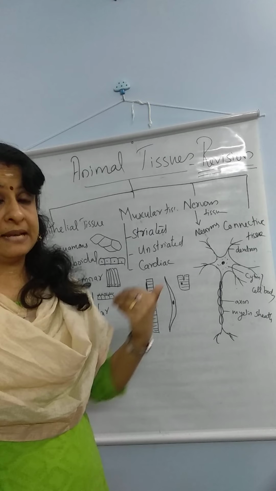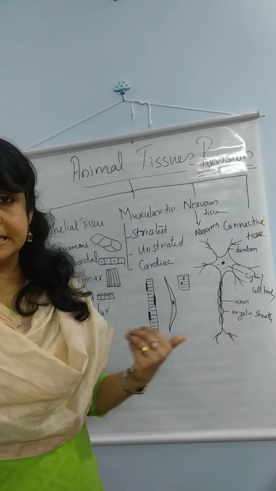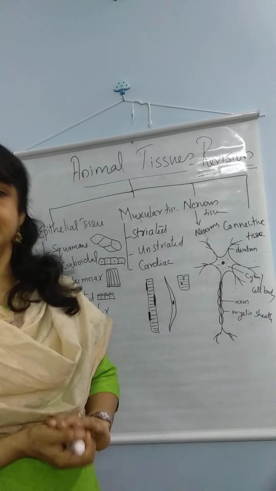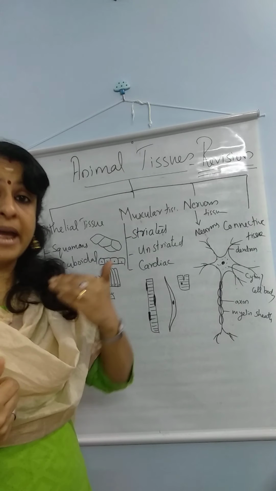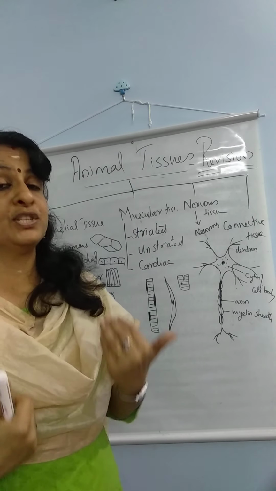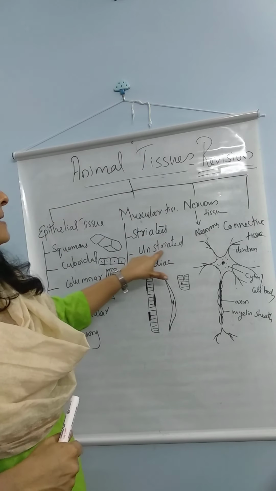So limbs കയ്യിലും കാലിലും ഒക്കെ ഉള്ള muscles എന്താണ്? Striated muscles ആണ്. And it can be controlled by our will. So it is called voluntary muscle. Then comes the unstriated muscle.